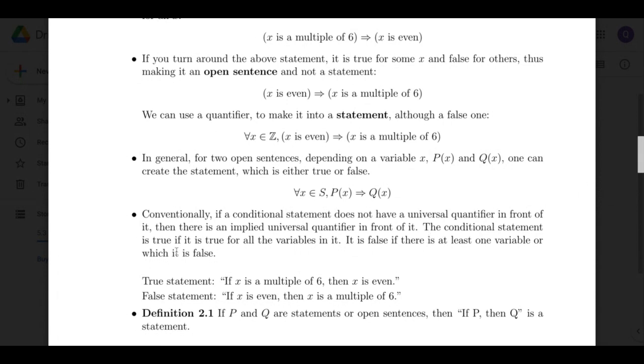The conditional statement is true if it is true for all the values of the variable in it. It is false if there is at least one value for which it is false. So let's see a true statement. If x is a multiple of 6, then x is even, right? So this is true. This is true. So P implies Q.